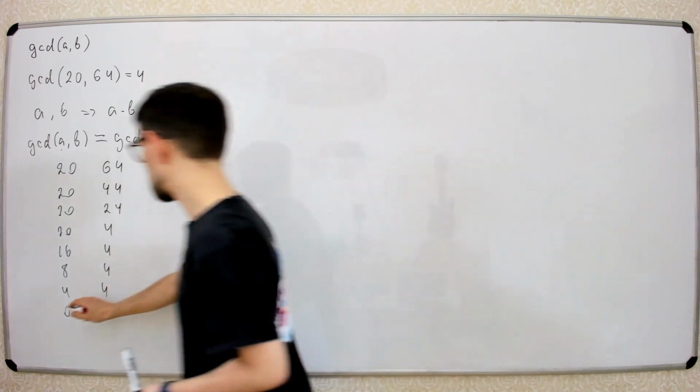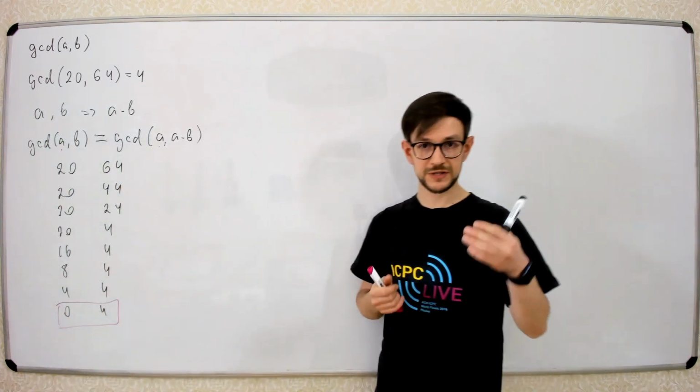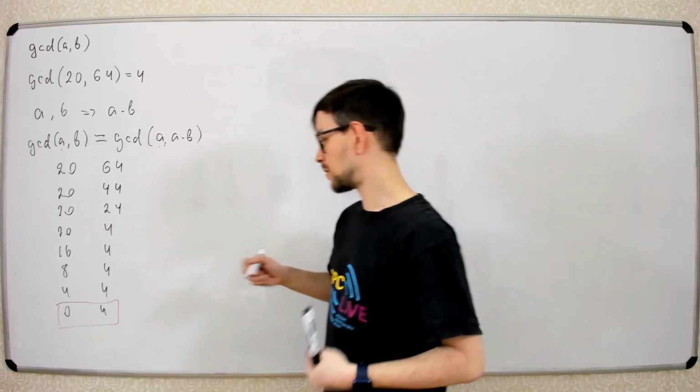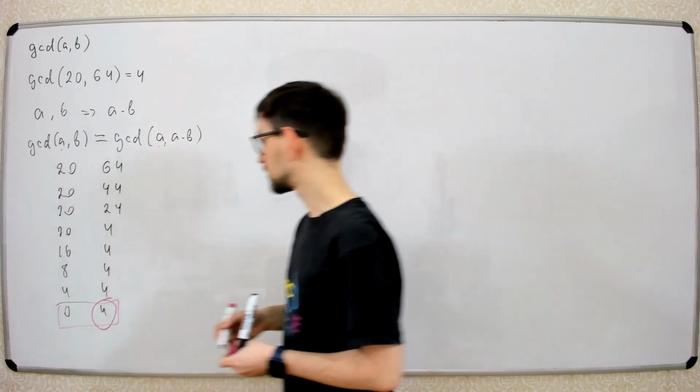And then we get a situation like this, when one of the numbers is 0. Then obviously the common divisor is the other number. So the greatest common divisor of 0 and 4 is obviously 4. So that's how we find the common divisor.